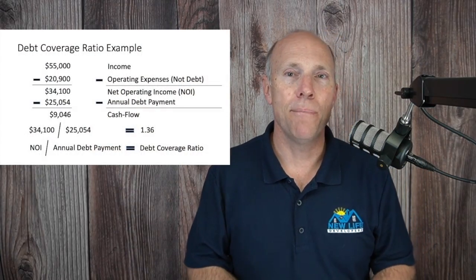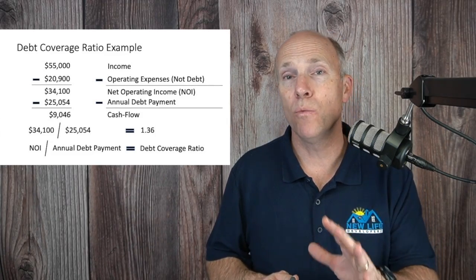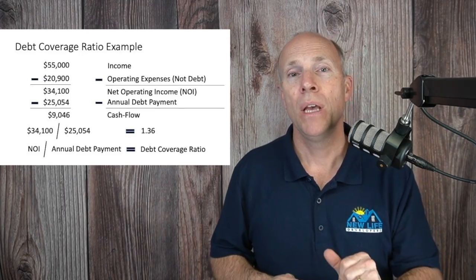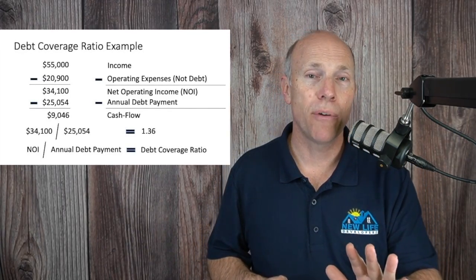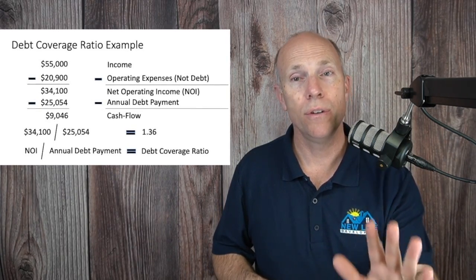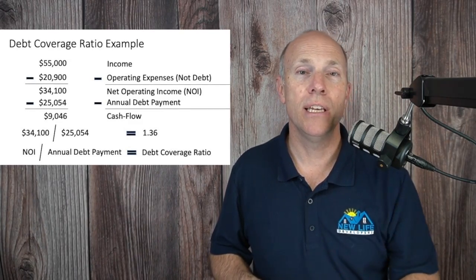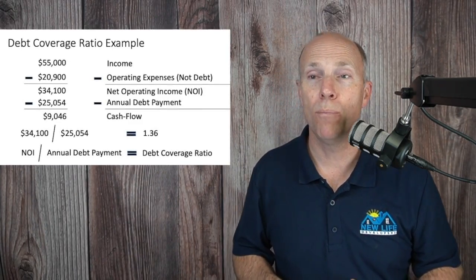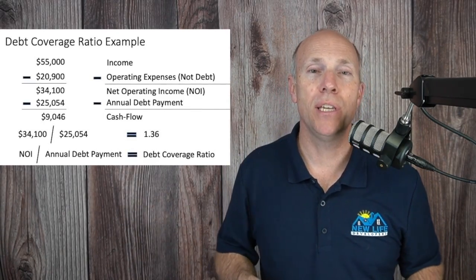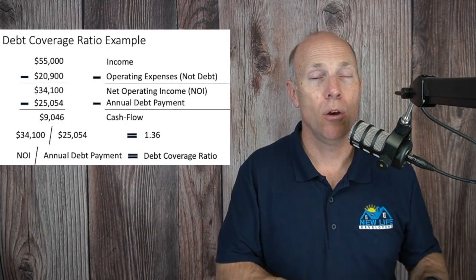So in our prior example, remember we had a net operating income of $34,100, and we had a debt payment of $25,054. If we take the net operating income and divide by the annual debt payment, $34,100 divided by $25,054, in this particular deal we had a debt coverage ratio of 1.36. Well above the 1.25. So we have 36% more income than debt payment, which is fantastic.